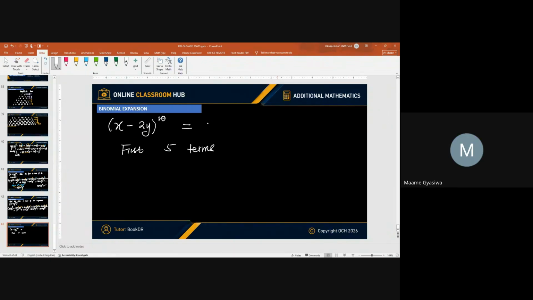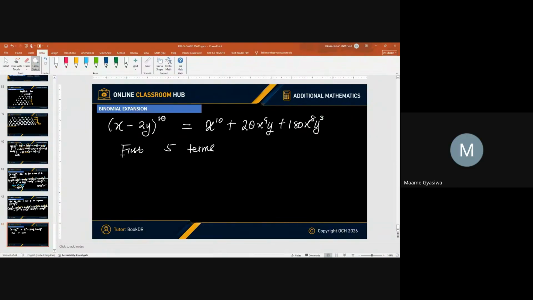My first 5 terms are: x to the power 10, plus 20 x exponent 9 y, plus 180 x exponent 8 y exponent 3.